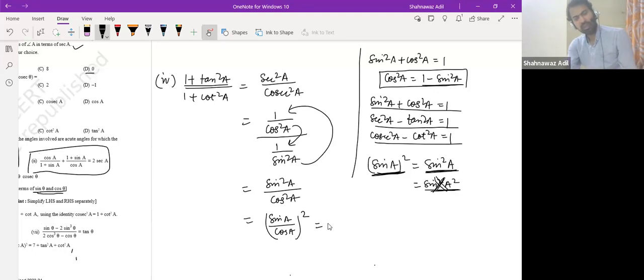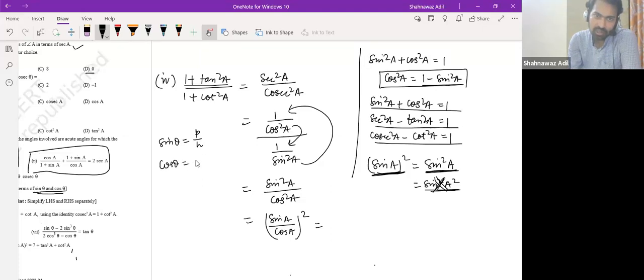Just if you forget anything, just remember this one. Sine theta is p by h, and cos theta is b by h. If you divide sine theta by cos theta, you will get p by h divided by b by h. So h cancels and you have p by b. What is p by b?